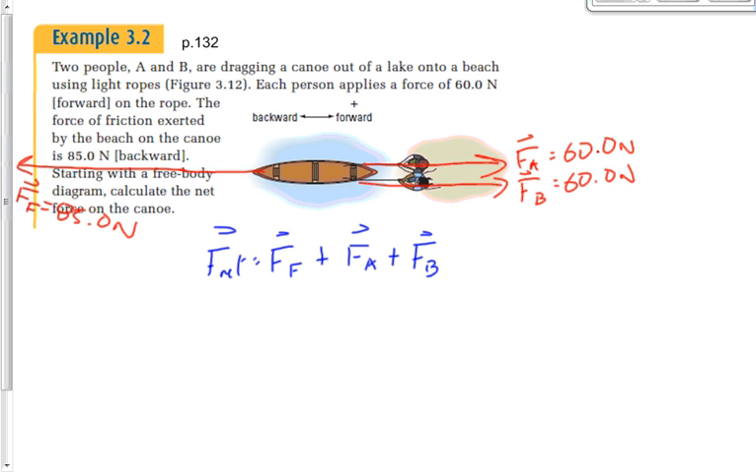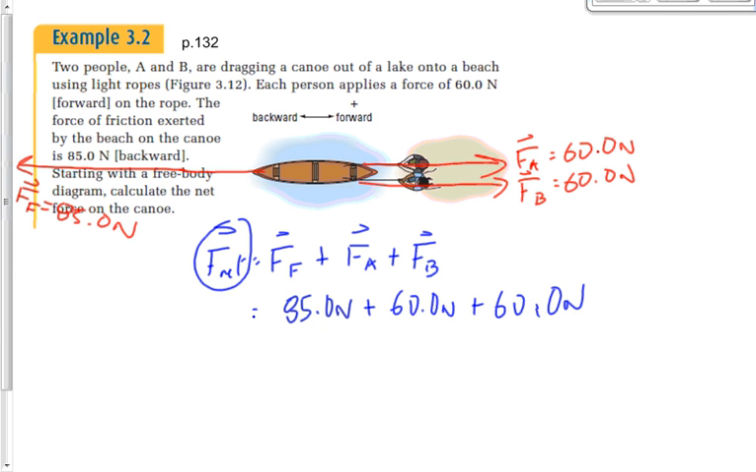Now the next step was to say F net is equal to m times a, but we don't need to do that here because we're looking for the net force. Since we're just looking for F net, let's just stub in our numbers here. FF is going to be 85 newtons, FA is going to be 60 newtons, and FB is going to be 60 newtons. Is there anything wrong with what I've just done? Zach?